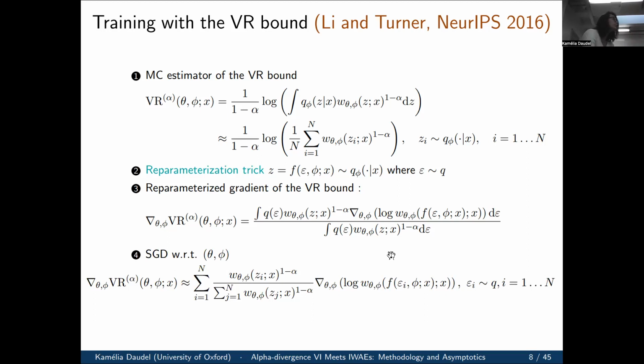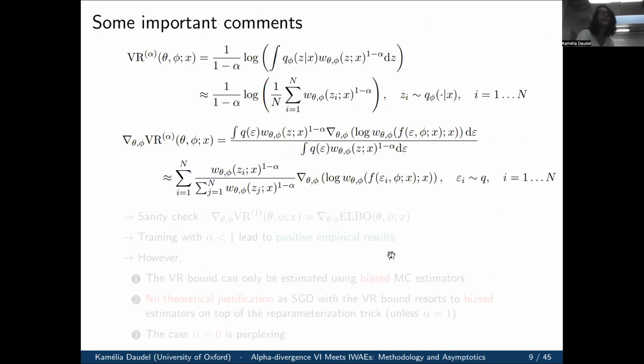Okay, so we've got a training procedure, but let's take a few seconds to analyze what's going on here. The first thing that we want to do is, because we've seen that when you let alpha go to 1 in this expression you recover the evidence lower bound, a sanity check: when you take alpha equals 1 in your gradient, do you recover the gradient of the evidence lower bound? This means that the extension you're performing is also valid for the gradient. Okay, so it's true. So we're a bit relieved.